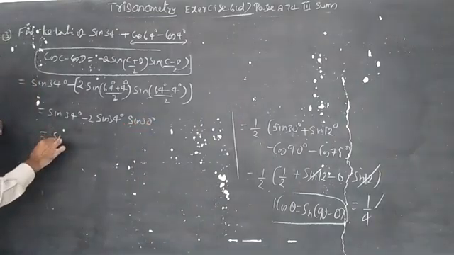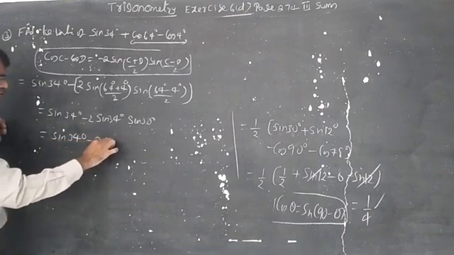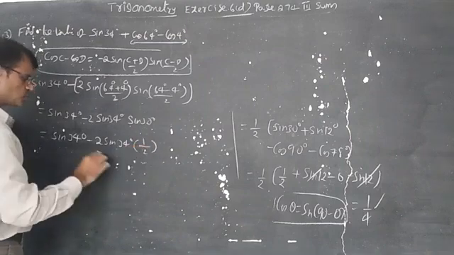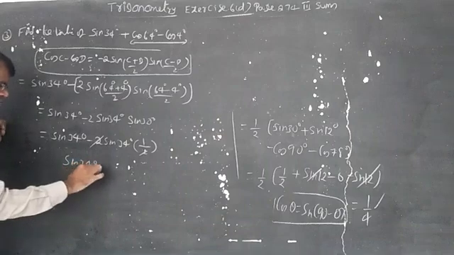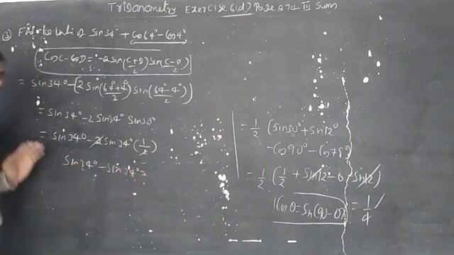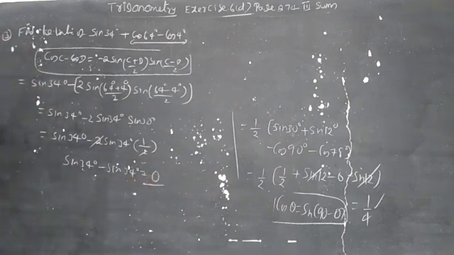That is equal to sin 34 degrees minus 2 sin 34 into the value of sin 30, which is 1 by 2. This 2 and 2 get cancelled. So now we got the value as sin 34 minus sin 34, which becomes 0. So the value is 0.